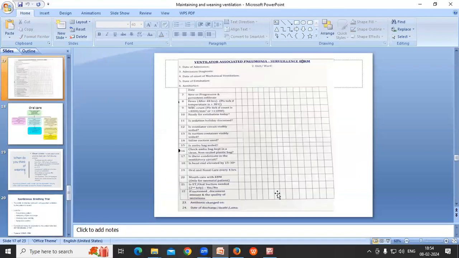And how to prevent VAP. There are checklists for VAP: head end elevation, mouth care, ET suctioning, oral suctioning, sedation holiday, readiness for extubation. You need to keep assessing the child. Every day you need to assess whether I can extubate this child or not. And every day you need to stop the sedation and give a sedation holiday.